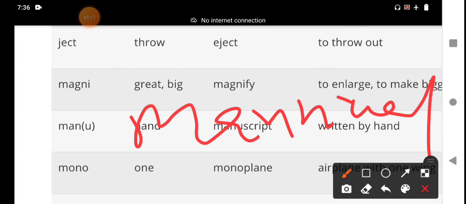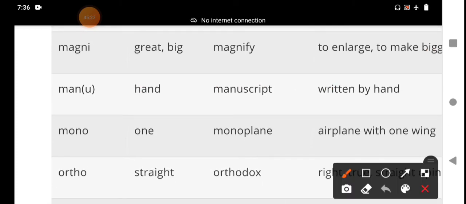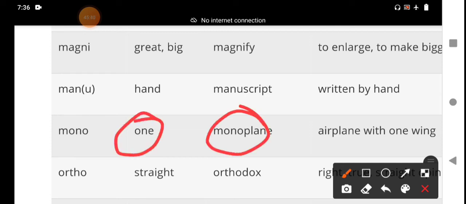And then the next word, we go to the next root word. What is the next root word? That is mono. We all know mono. What is the meaning of mono? Mono means one. Monoplane, aeroplane. Monoplane is mono, single.